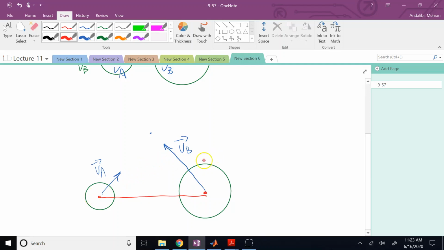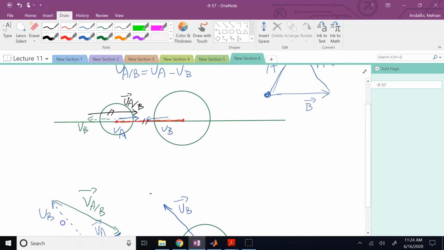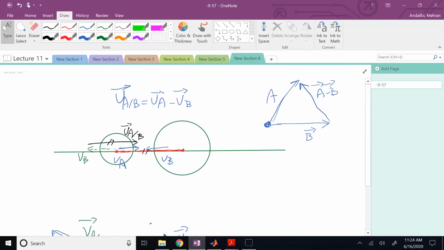And if I draw VA minus VB, so bring VB here, basically, and connect the end of negative to positive, this guy here in green is VA minus VB, or V of A with respect to B. And clearly the green line and the red line are not collinear, so this one is oblique impact, and this is the central impact. Direct central.